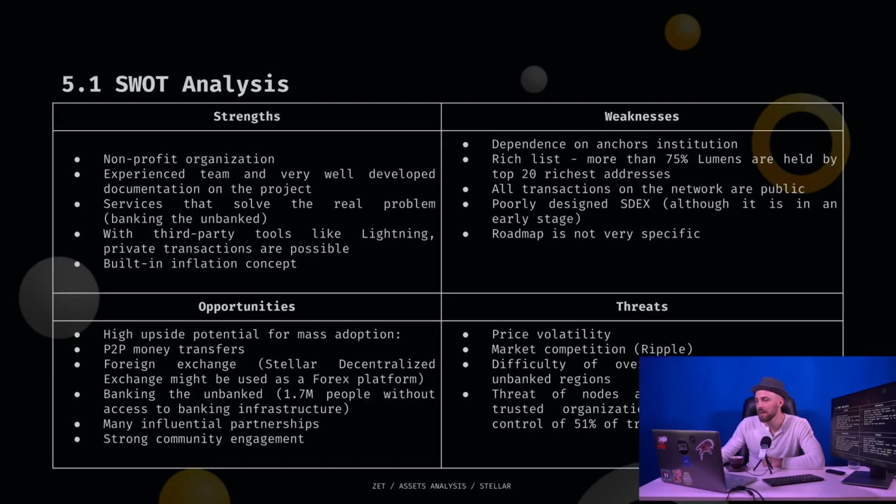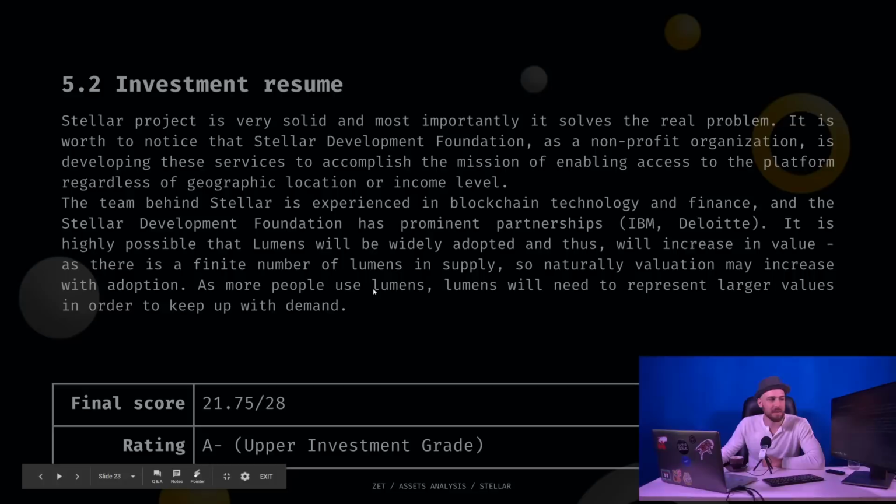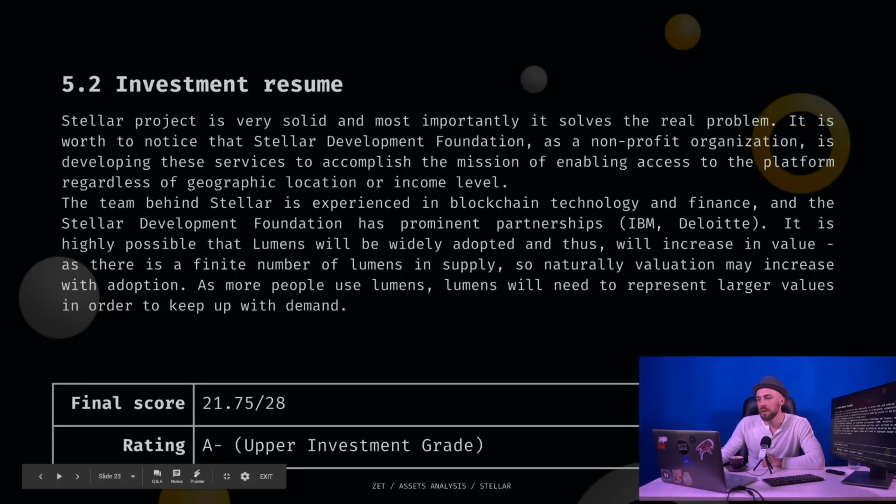Another threat: difficulty of overcoming trust issues in unbanked regions. Threat of nodes attacked: a major bank or trusted organization would have to gain control of 51% of trusted nodes. These are the threats. And investment analysis. So Stellar project is very solid. Most importantly, it solves a real problem.